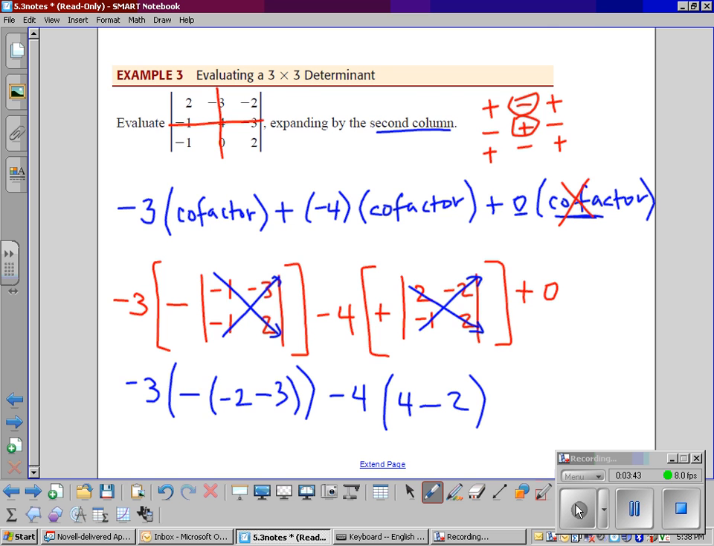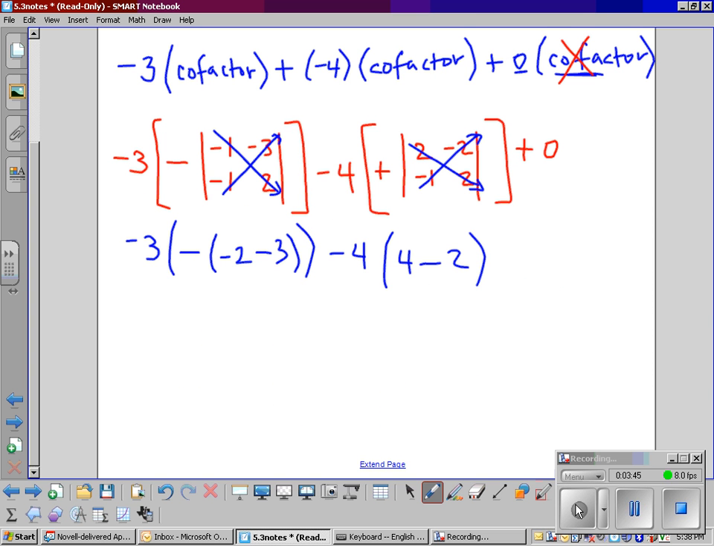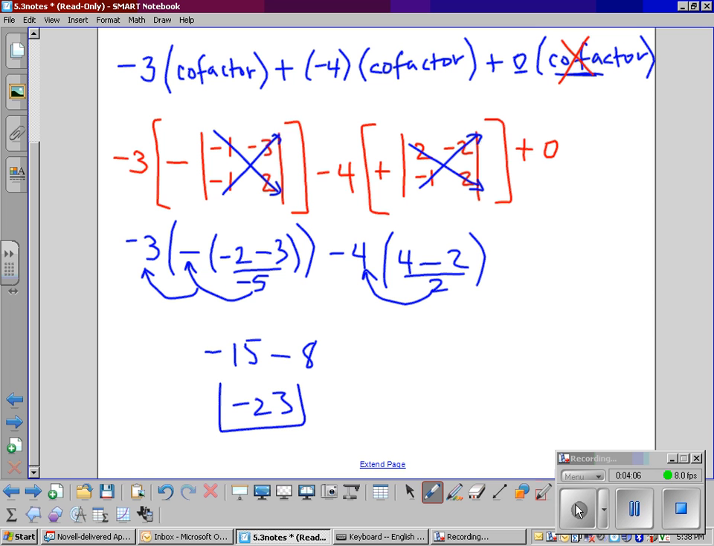And then the rest is arithmetic. -2 minus 3 is -5. I want to take the opposite of that. That would be +5, and then I want to multiply that by -3. So -15 minus 4 minus 2 is 2. Multiply that by 4, and I get 8, so -8. And my answer is -23. You can check that in your calculator, but make sure that you can do the work by hand.